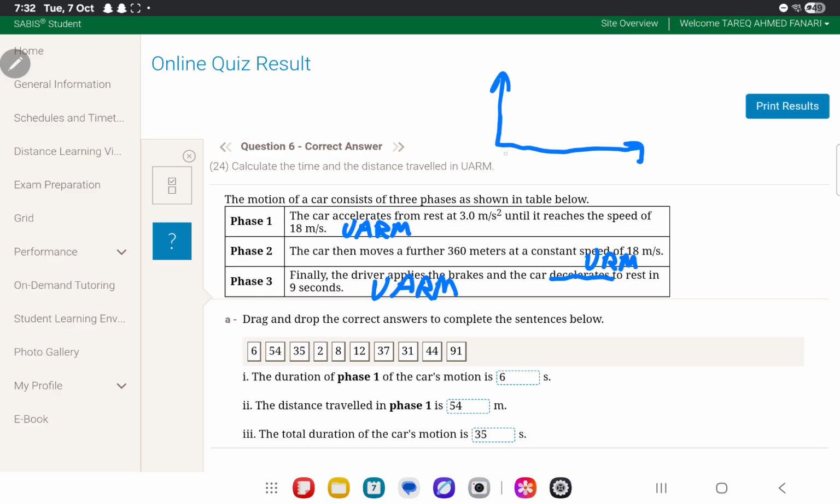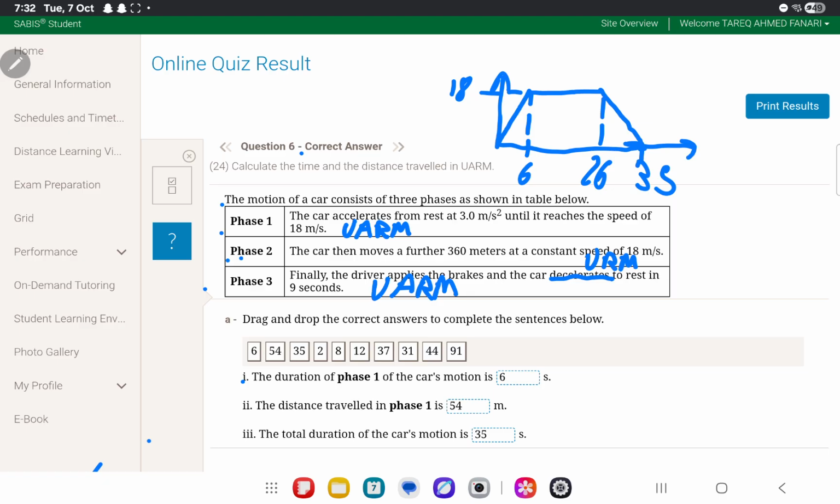So you initially started from rest and you accelerated at 3 meters per second squared until it reaches the speed of 18 meters per second, right? And we calculated this time to be 6 seconds. Now you travel at a constant speed of 18 meters per second. For how long was this? I believe it was 20. This was 20 seconds. So this part here is 26. Now, you decelerate in the last 9 seconds. So it's until 35. This is how long your graph of motion is.